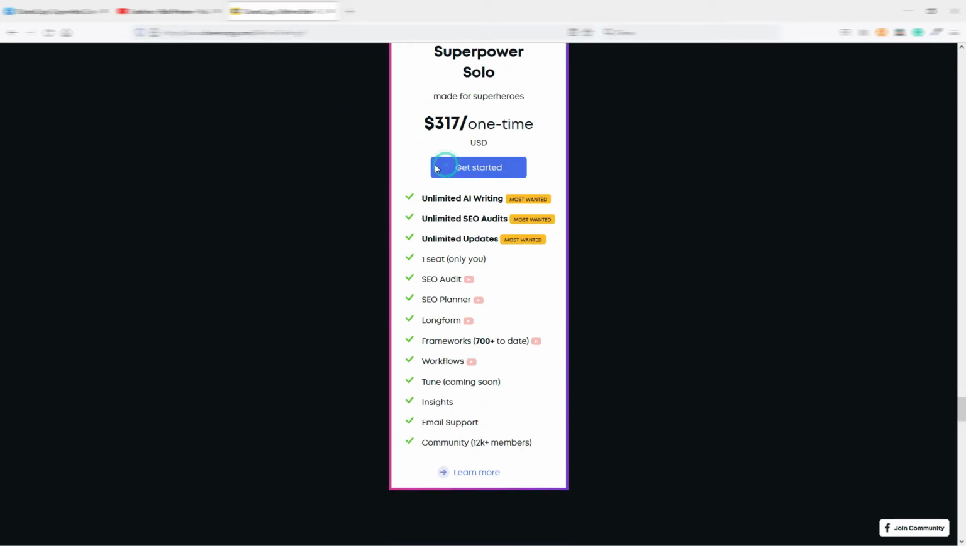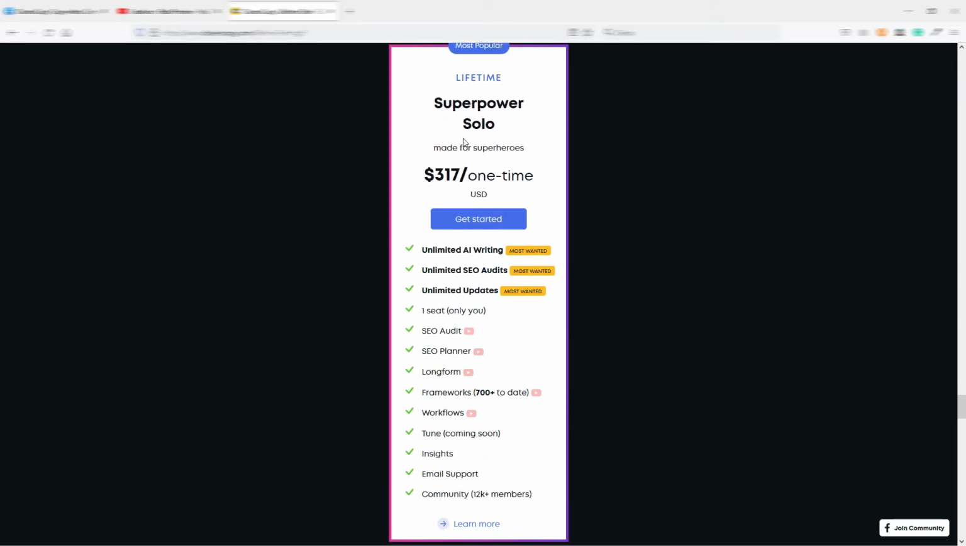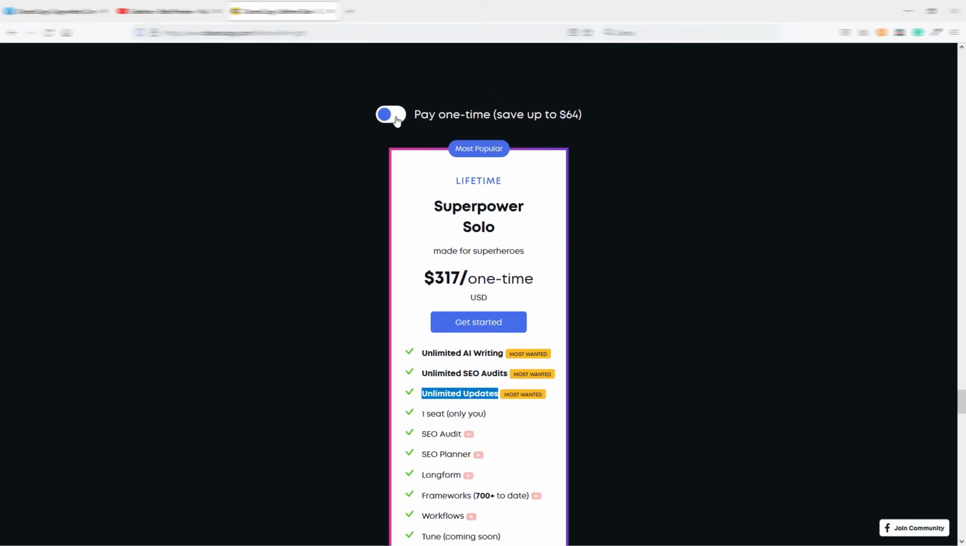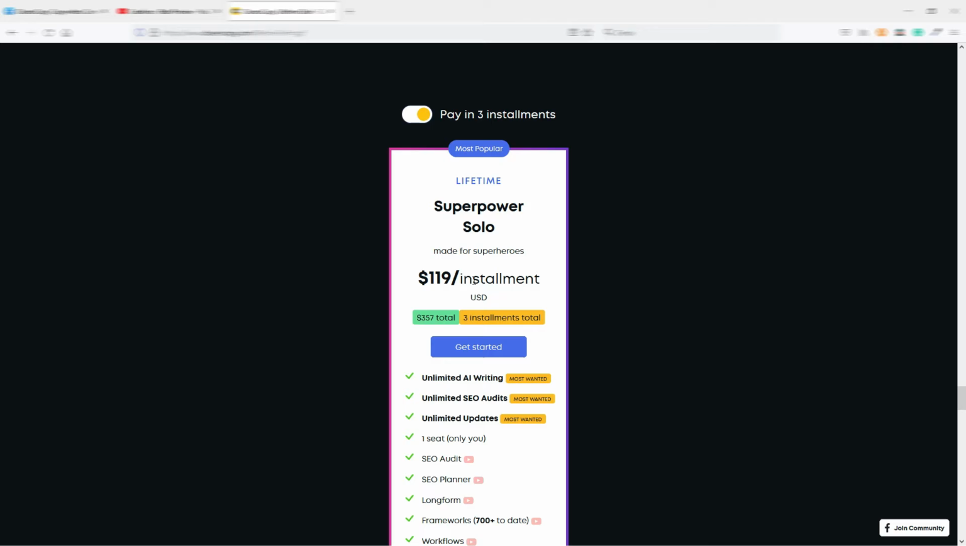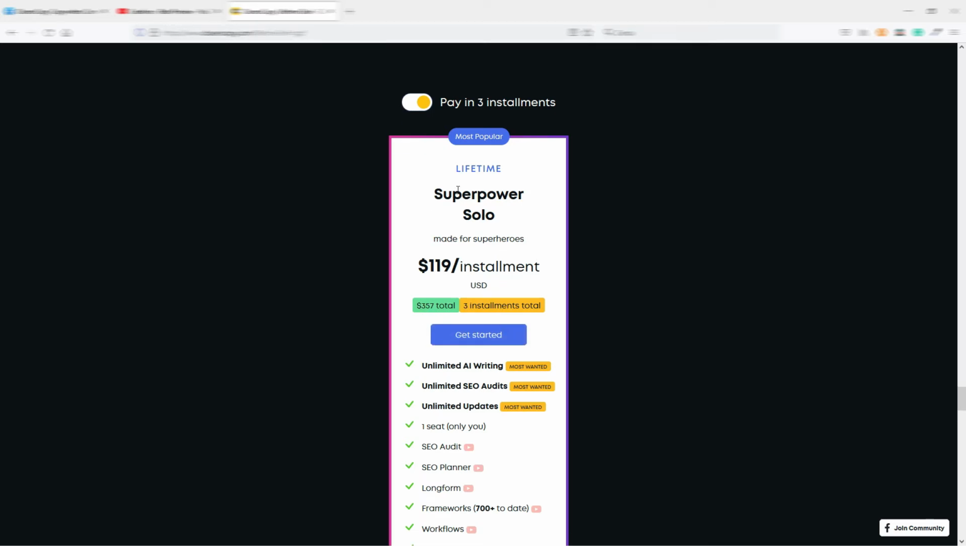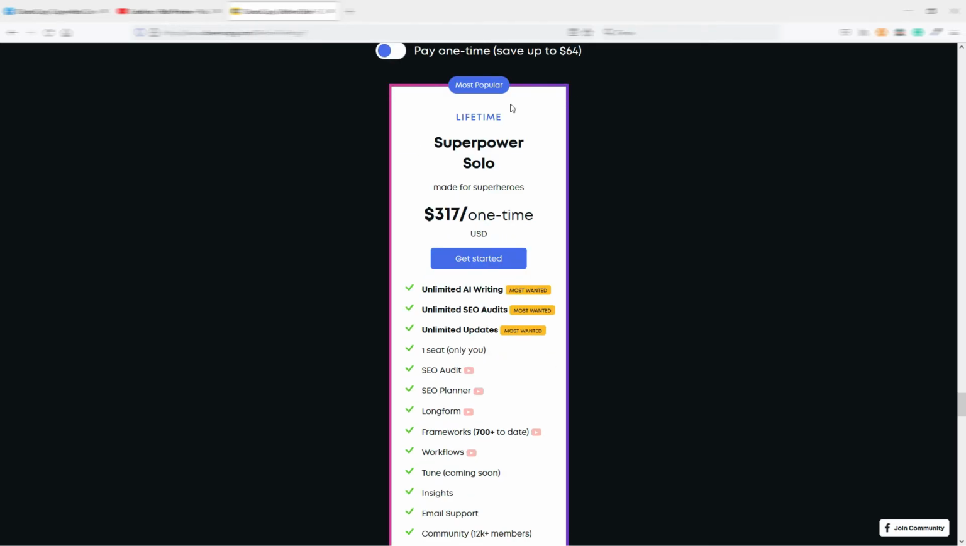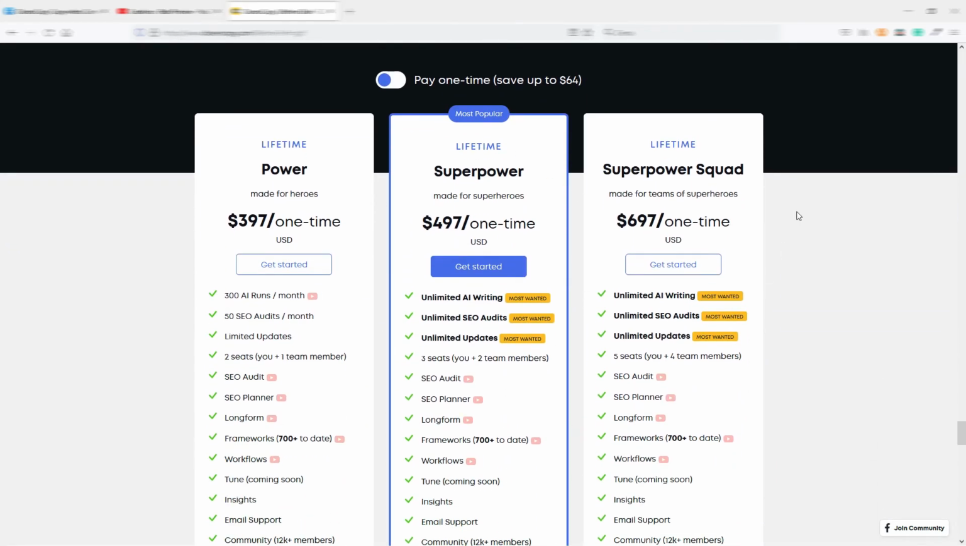I think it's a really good deal to have unlimited AI writing, unlimited SEO audits, unlimited updates, all you can have inside ClosersCopy. You can even pay with 3 installments, if you prefer; you will pay a little bit more. Pay attention here, it's just one seat. In this case, if you need more than one seat because maybe you have some team members, you will need to purchase one of these other plans.